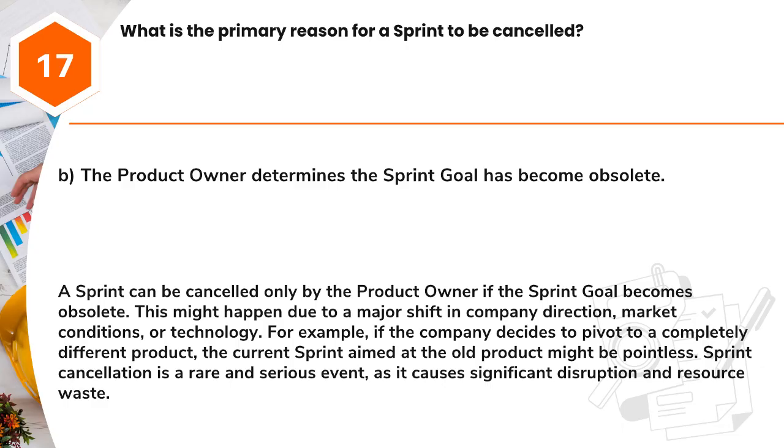A sprint can be cancelled only by the product owner if the sprint goal becomes obsolete. This might happen due to a major shift in company direction, market conditions, or technology. For example, if the company decides to pivot to a completely different product, the current sprint aimed at the old product might be pointless. Sprint cancellation is a rare and serious event, as it causes significant disruption and resource waste.